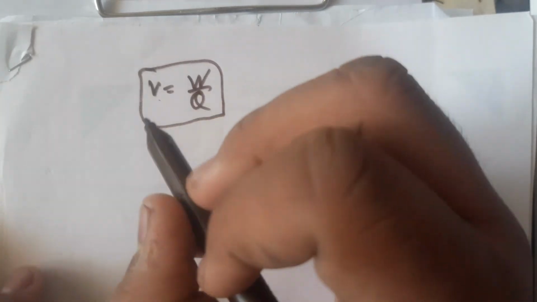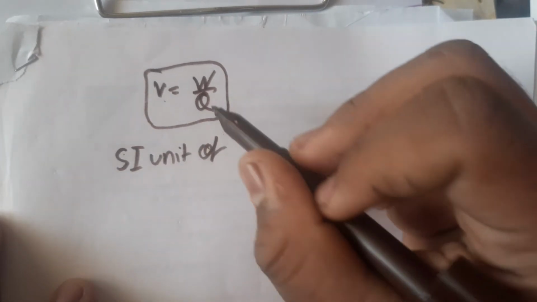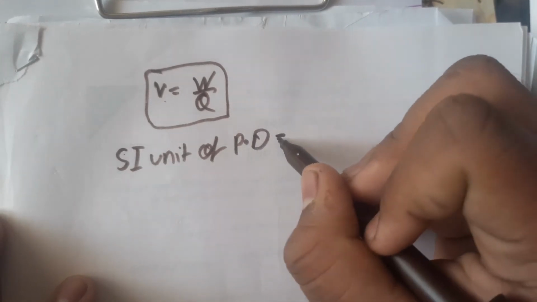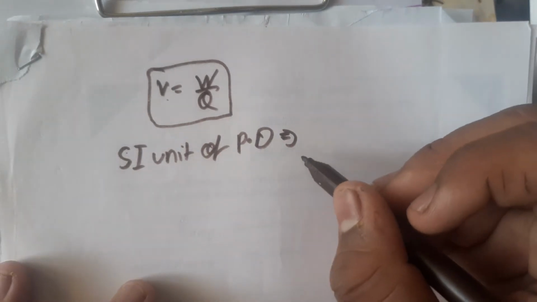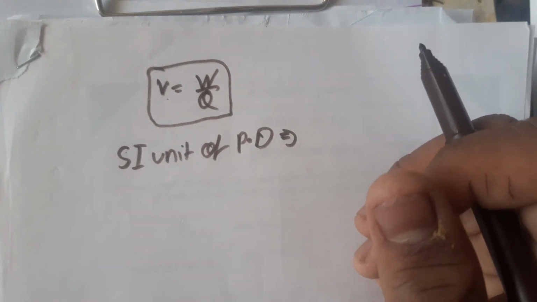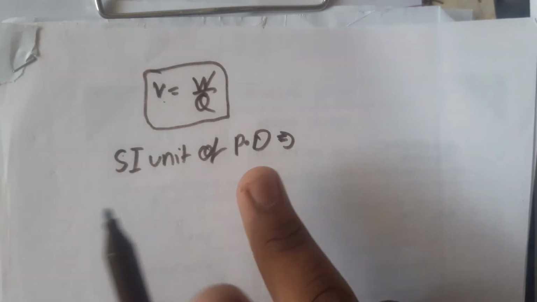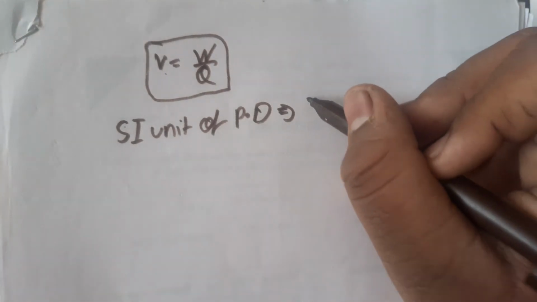So V is equal to volt, the SI unit of potential difference. I am writing it as PD, but when you are remembering the formula as well as the content, you have to remember it as potential difference. Don't remember it as PD, and also don't write PD in the exam. You have to write the whole potential difference while you are performing the numericals. Okay. So the SI unit of PD is volt.